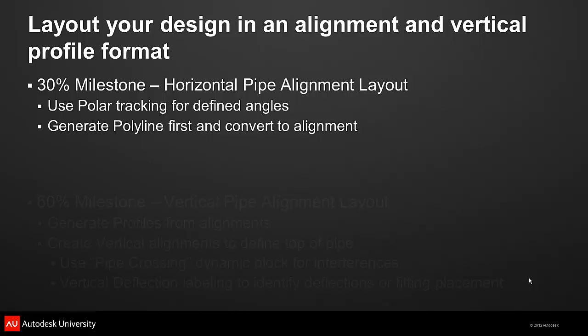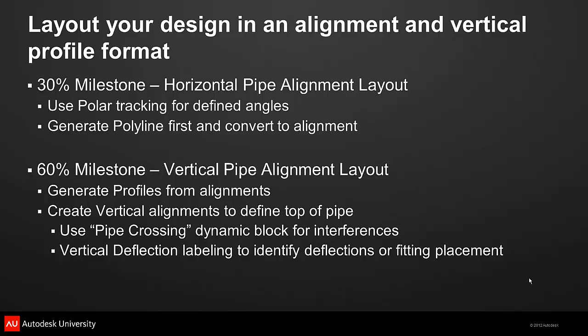And then later on, we will be looking at the 60% milestone, where we go through the vertical pipe alignment layout and generate profiles from the alignment we generated in the 30%. We're going to take a look at some interferences and the utilization of a couple of time-saving techniques for pipe crossings, and also introduce you to a vertical deflection labeling method for the design.